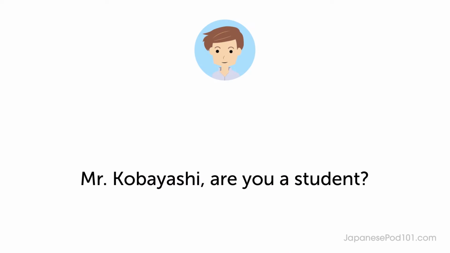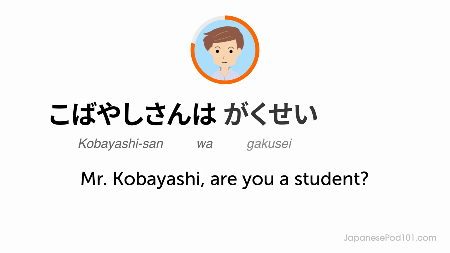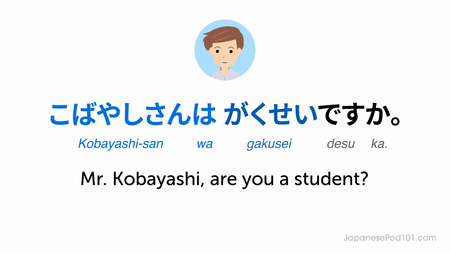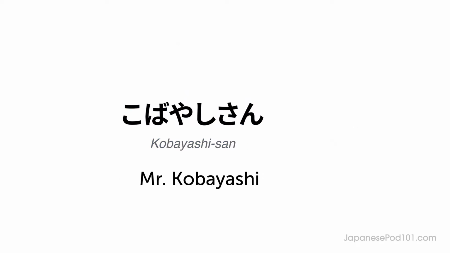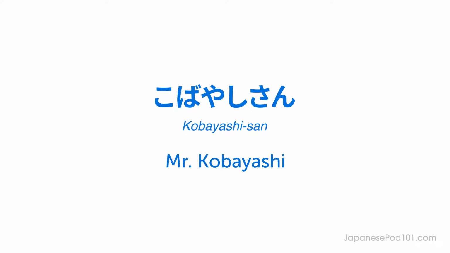Let's take a closer look at the conversation. Do you remember how Mark asks, Mr. Kobayashi, are you a student? 小林さんは学生ですか? First is 小林さん, Mr. Kobayashi. This starts with Ken's family name, 小林, Kobayashi. After this is さん, a polite suffix attached to a person's name. It translates as Mr. in Ken's case. Note, this suffix can be used with any gender.